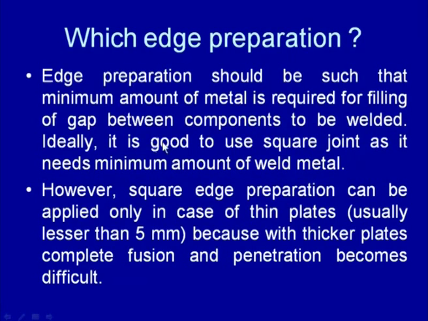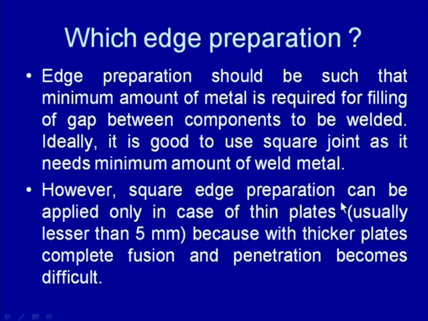Ideally it is good to use the square joint as it requires a minimum amount of weld metal, but at the same time, whatever edge preparation is used should provide the required access to the heat source, so that melting up to the root of the plates can be achieved. However, the square joint can be applied only in the case of thin plates, usually less than 5 mm, because with thicker plates complete fusion and penetration becomes difficult, and that results in a partial penetration joint.